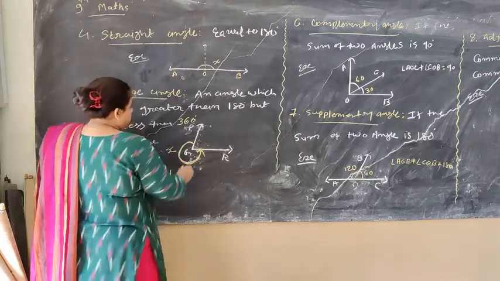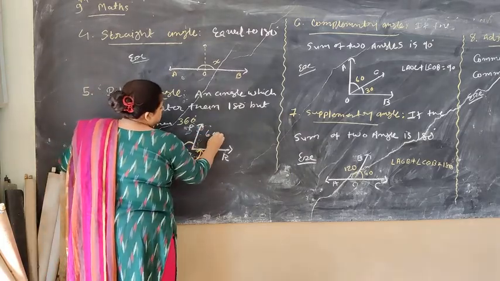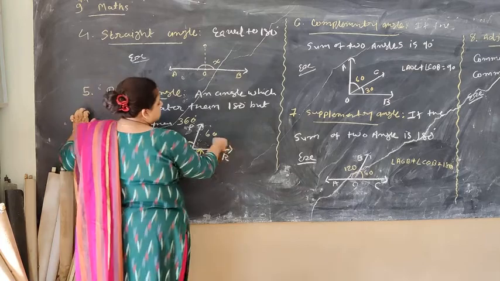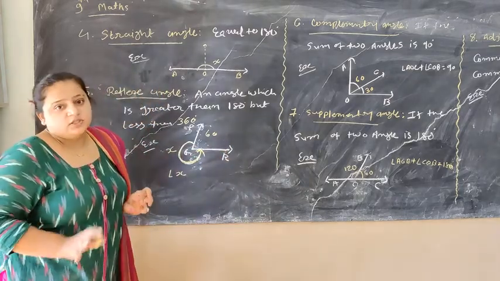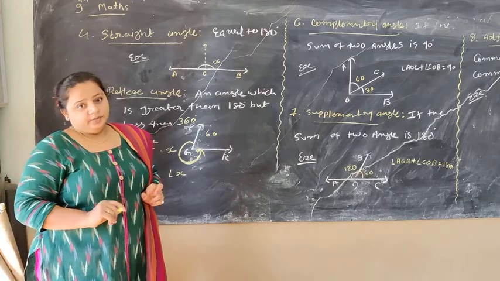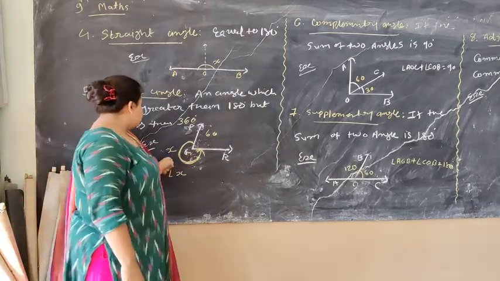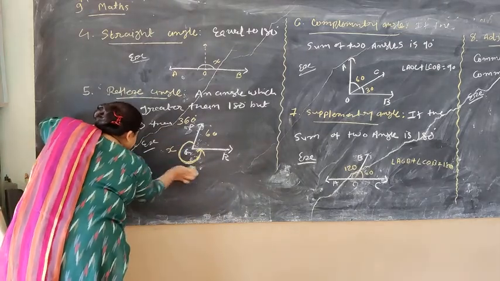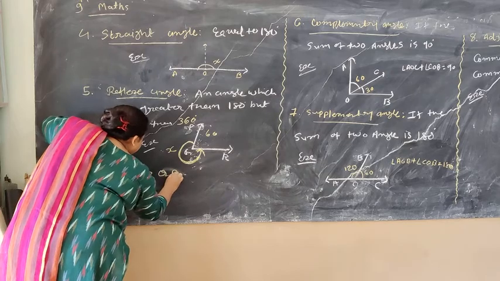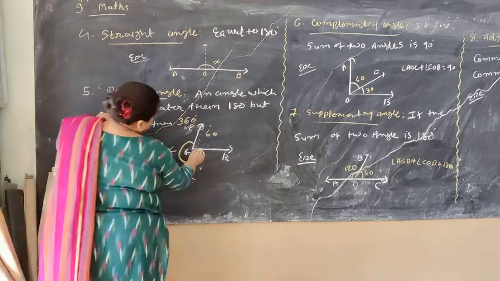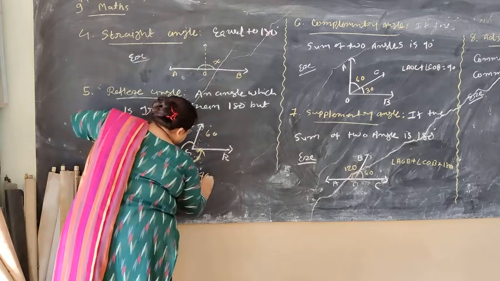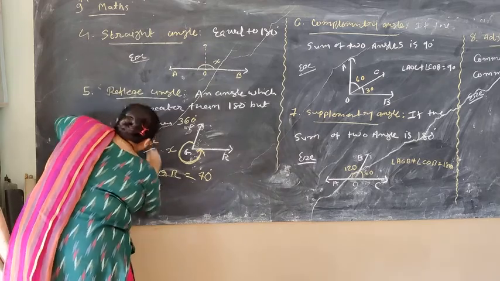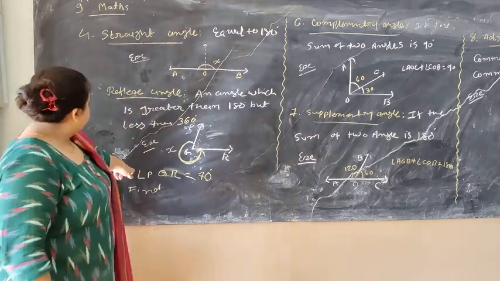If somebody says that angle PQR is 60, and you have to find the reflex angle of angle PQR, then what will you do? 360 minus 60. Then what will you get? 300. Right? Reflex angle, that means what? Suppose angle PQR equals, let us consider, 70. Find the reflex angle of angle PQR.